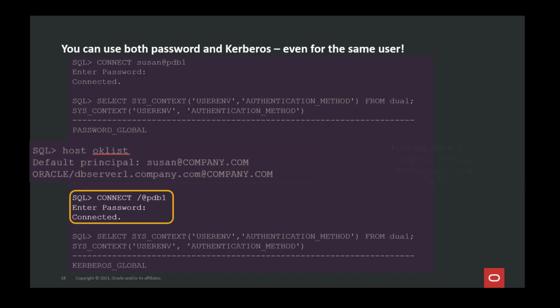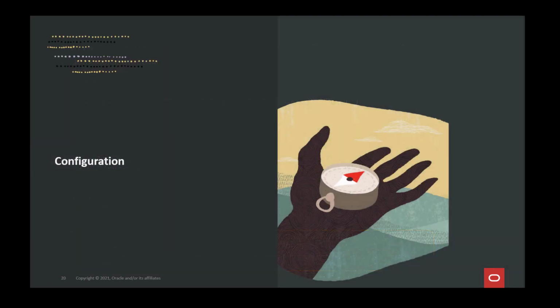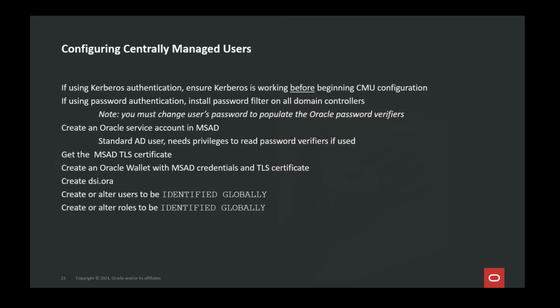Now, Susan connects /@ PDB1. The /@ indicates external authentication, in this case using Kerberos. And now when we check our authentication mechanism, we see Kerberos_global. So the same user can be authenticated multiple different ways depending upon what your configuration is. Speaking of configuration, let's take a look at how to configure centrally managed users.